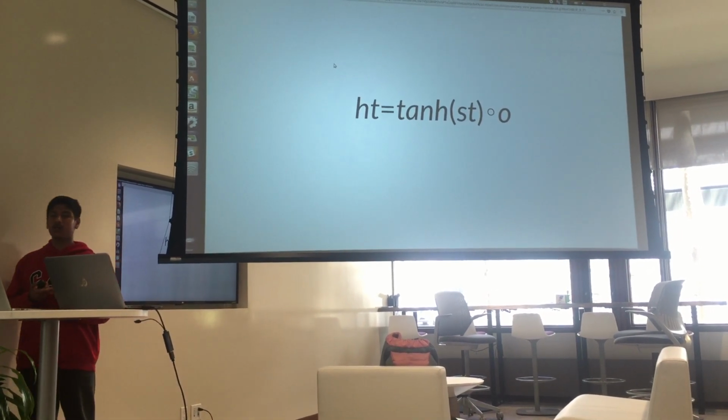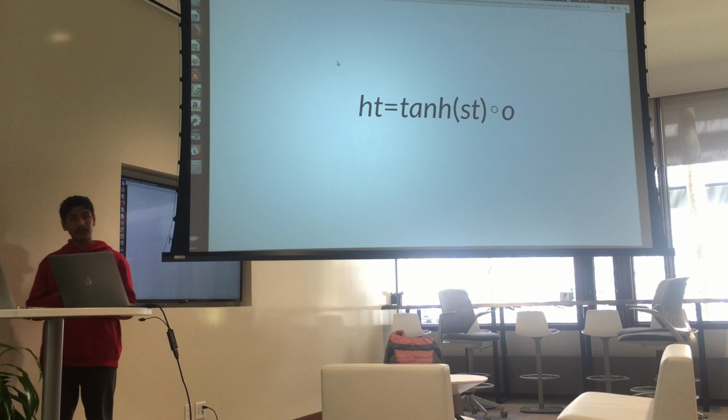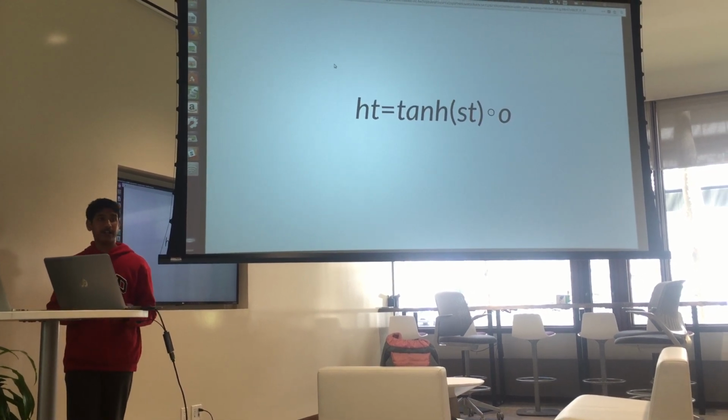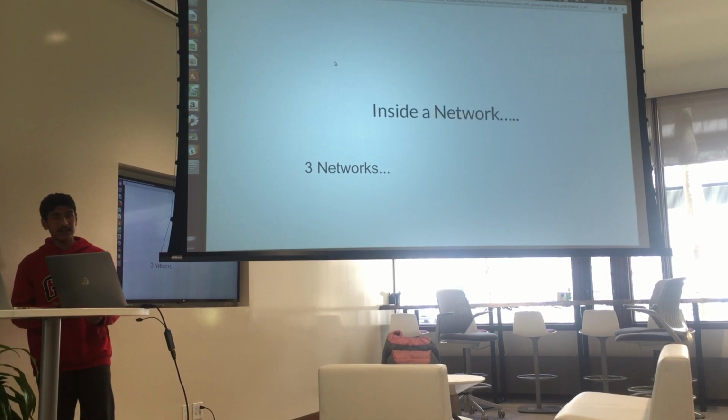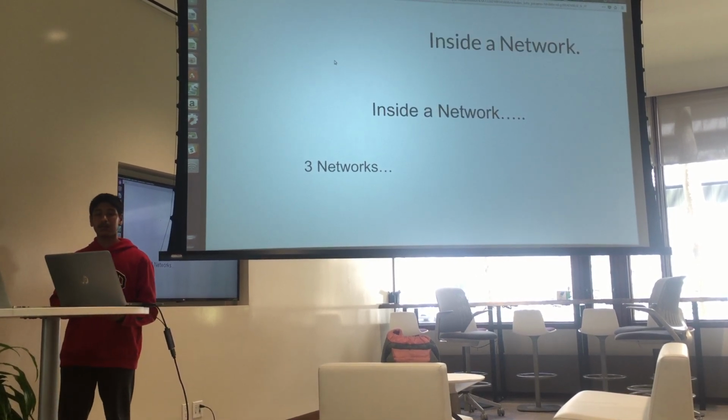So I know what I just said is a lot to take in, and it can be confusing at first, so I created an analogy to help you. You can think of it as 3 networks inside a network, inside a network.